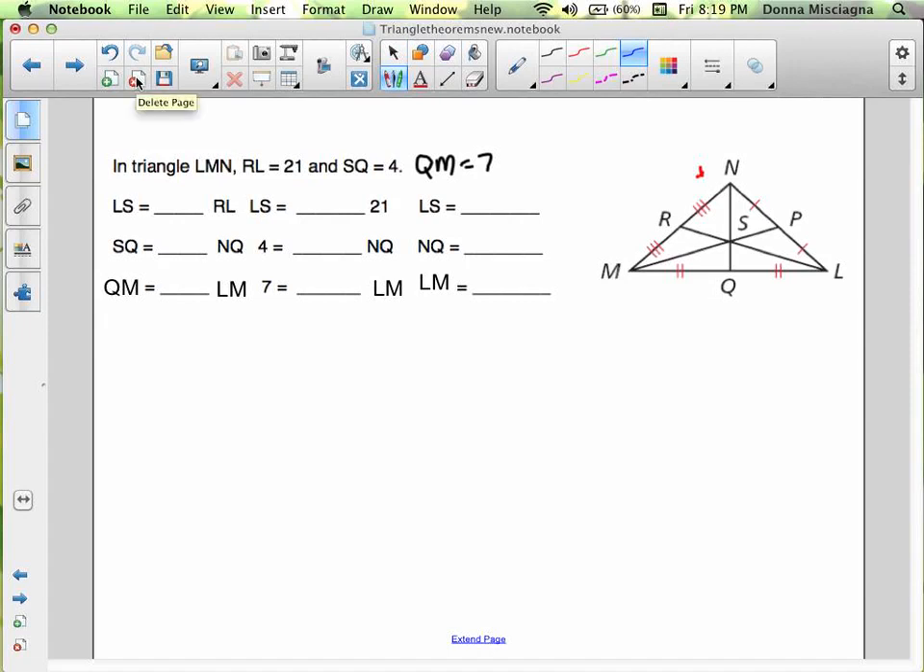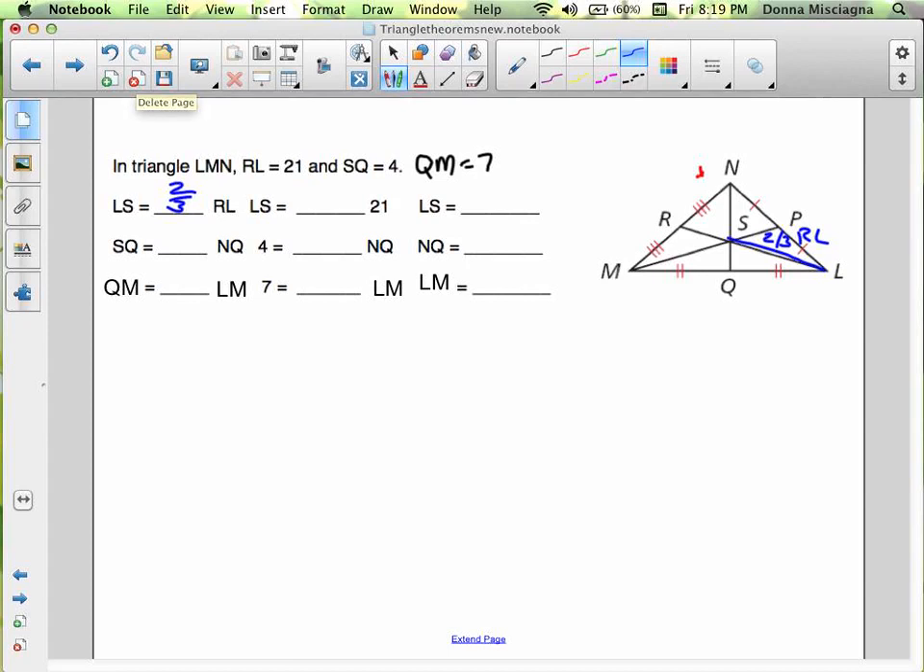So LS is right here. We're going vertex to centroid, right? That's going to be 2/3 of RL. So LS is 2/3 of RL. Do we know LS? No, we do not. That's the one we're solving for. We know RL.